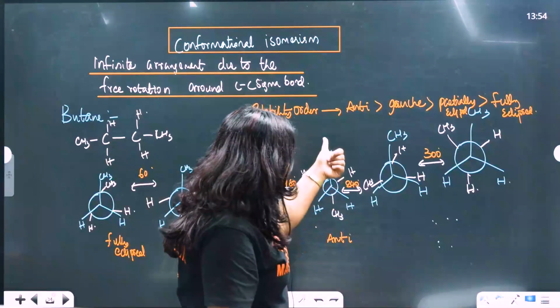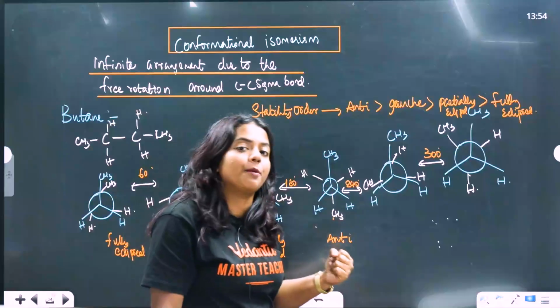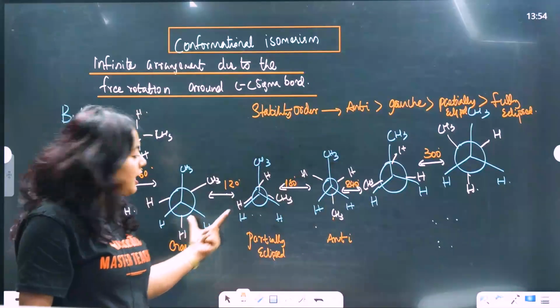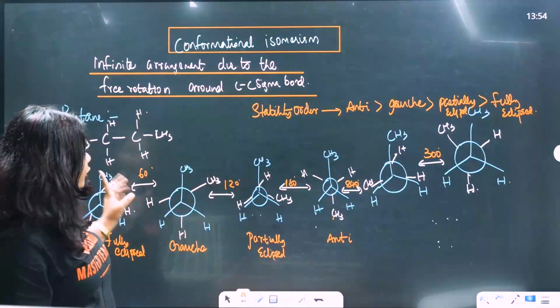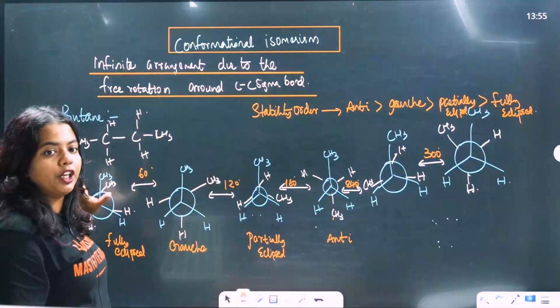But here, you can see they are on the opposite sides, so with the bulky groups there will be less steric hindrance. So anti will be first, then Gauche, then partially eclipsed, then eclipsed. Clear? Because the fully eclipsed will be the least stable one because of the two bulky CH3 groups.